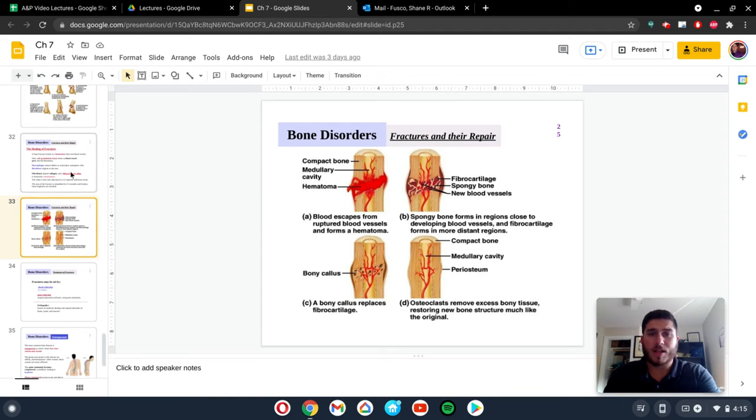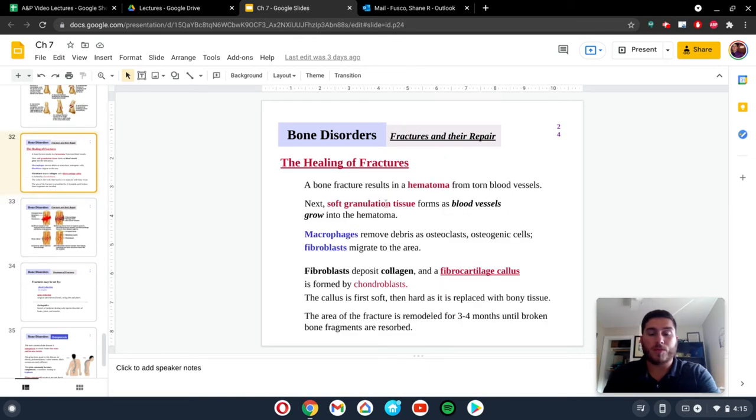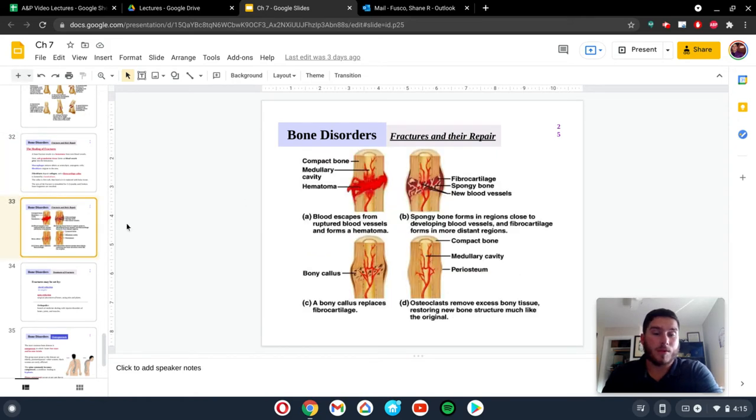The first is at the site of the break when it happens. So when a fracture first occurs, the first thing that's going to happen is your body's going to create a hematoma because all those torn blood vessels are going to bleed out. So you're going to create a hematoma right here within the bone. So you're going to have this big hematoma.